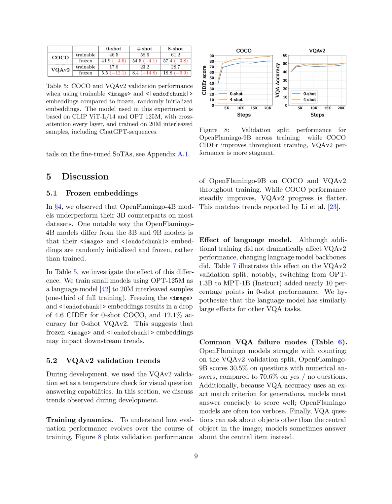Section summary. The OpenFlamingo-4B models underperform compared to the 3B models due to the frozen initialization of the <image> and <end of chunk> embeddings. Freezing these embeddings leads to a drop in performance for zero-shot COCO and VQAv2 tasks, indicating that frozen embeddings can impact downstream trends. Additionally, the OpenFlamingo models struggle with counting and tend to be too verbose in their answers, while sometimes focusing on the central object instead of other objects in the image.